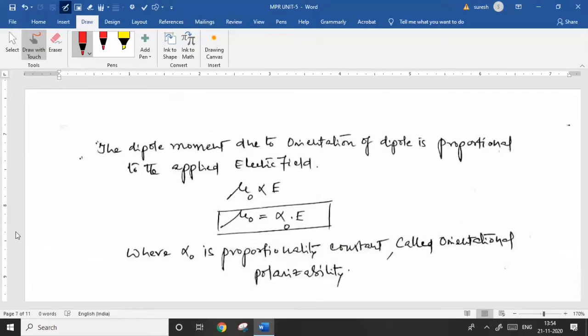So how do we represent this in mathematical form? The dipole moment of orientation of a dipole is directly proportional to the electric field.